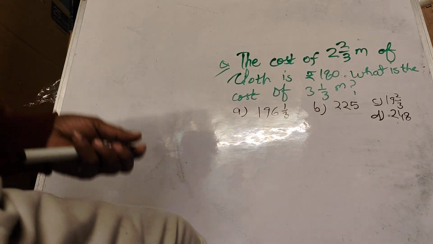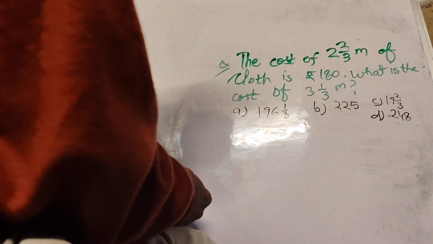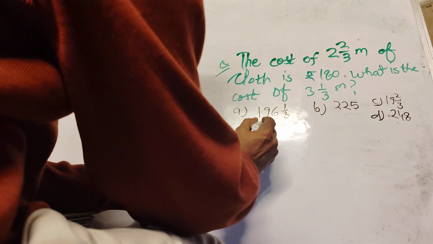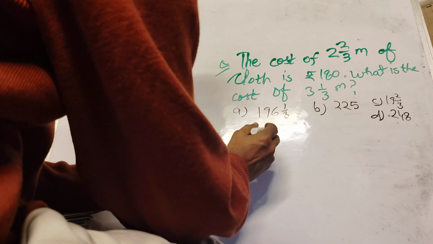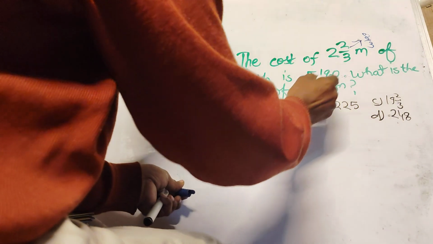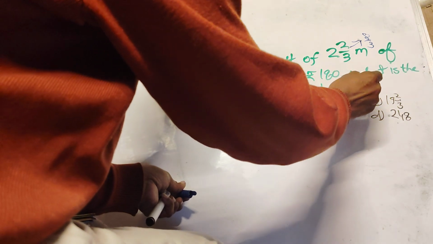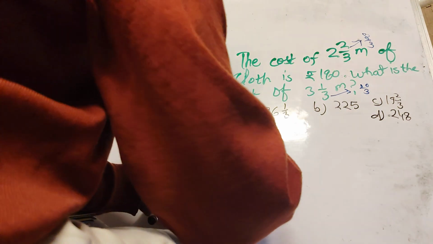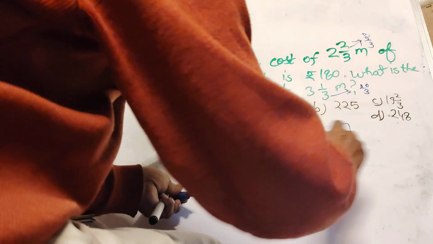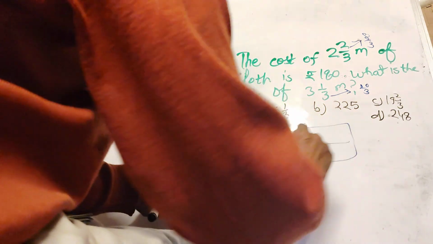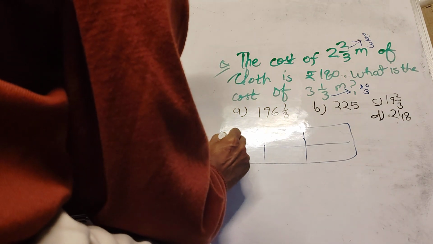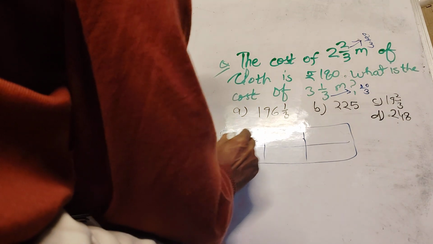So it's 10 over 3 meter for the second one, and 8 over 3 meter for the first one. So 8 over 3 and 10 over 3. After that, I saw that they have a difference of 2 over 3 meter.